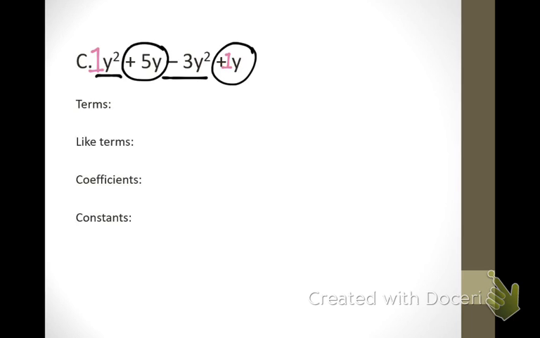Okay? So we've got two families or two like terms here. The y squared term and the y term. You cannot mush those two together. No matter how much you want to, those are two separate families, so you have to keep them separate from each other.